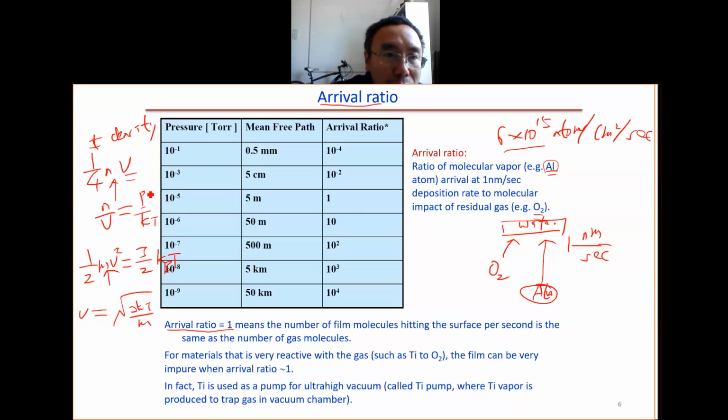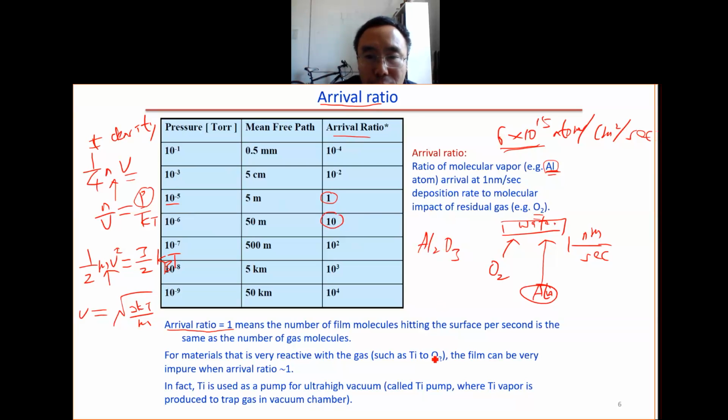So this depends on the pressure. You can show that at this pressure, 10^-5 torr, the arrival ratio is about 1. So you can imagine if we do the aluminum deposition when we have oxygen, then it will form aluminum oxide film. And this is not good. So normally we need the arrival ratio to be at least like 10 times. This way the film will be pure.